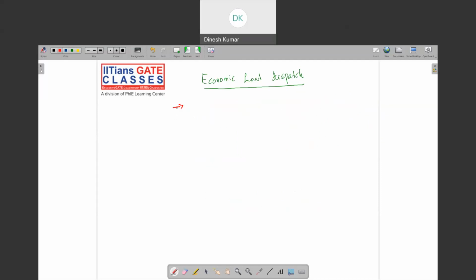So what is basically economic load dispatch? From the name itself, I think we can get the basic meaning of economic load dispatch. The load dispatch should be economic. That's all. The plan should be efficient to provide the load economically. So this is basically economic load dispatch.